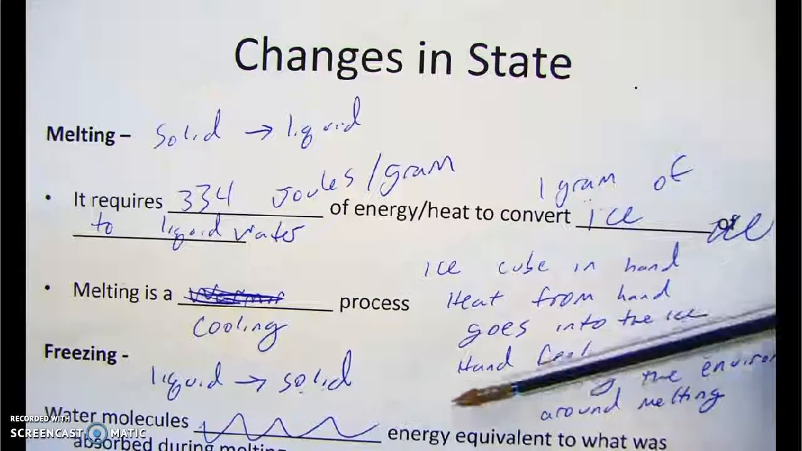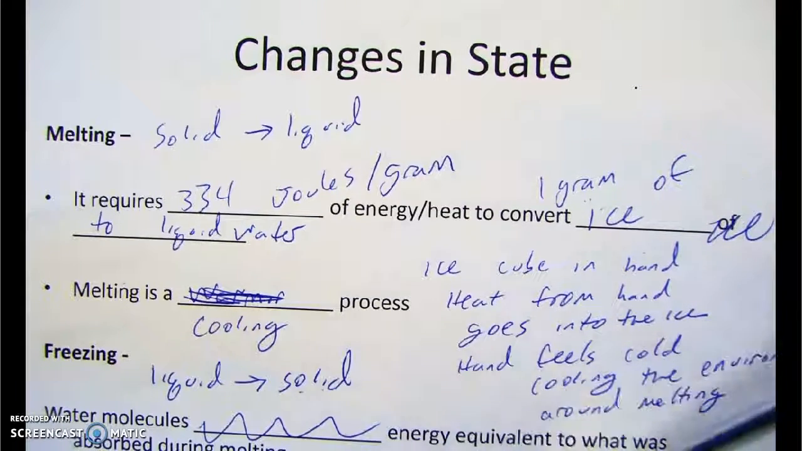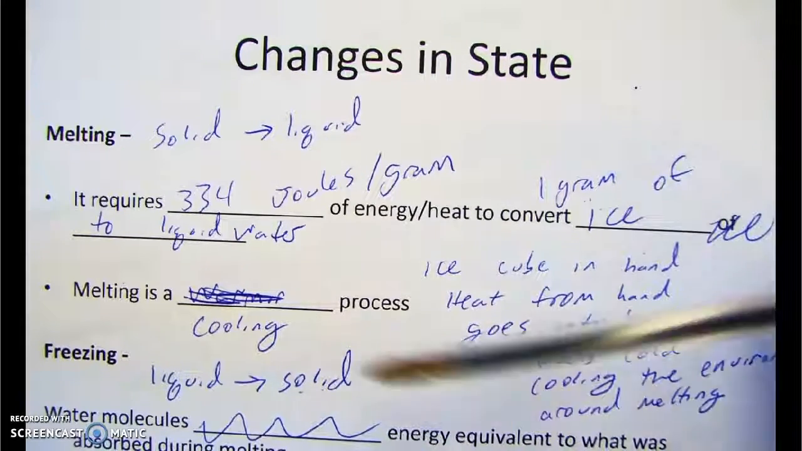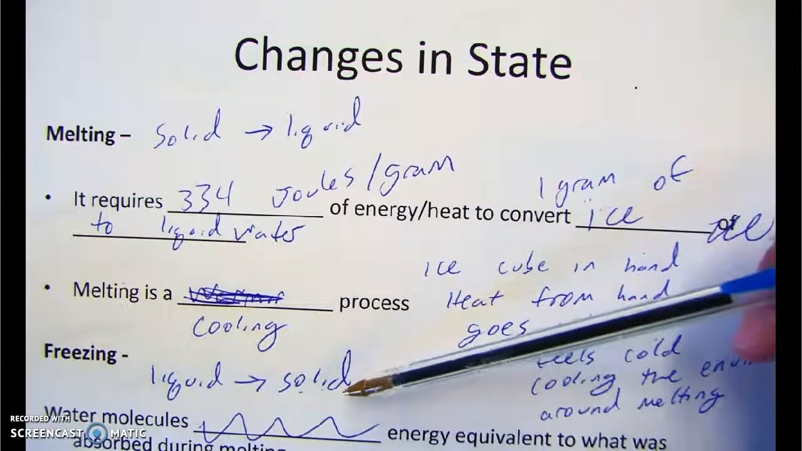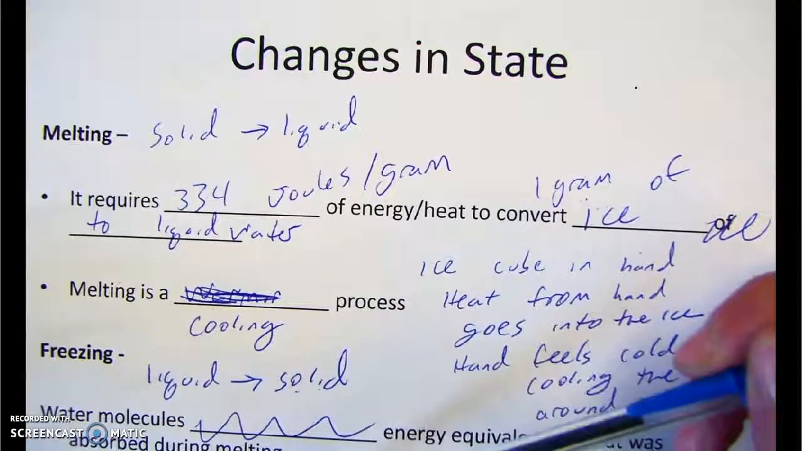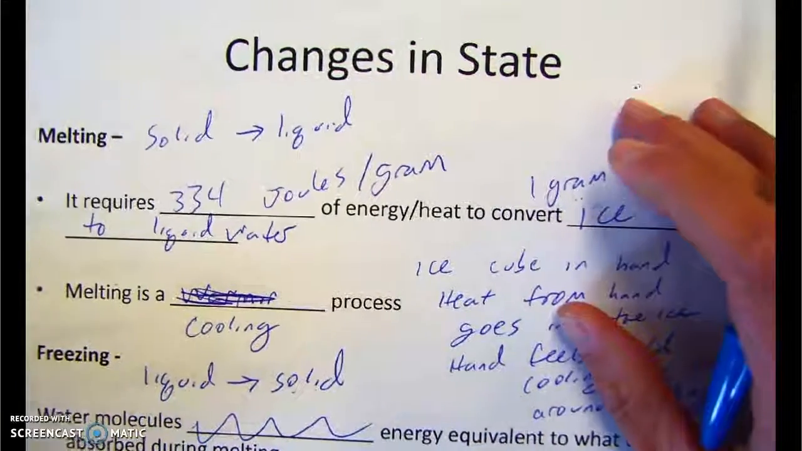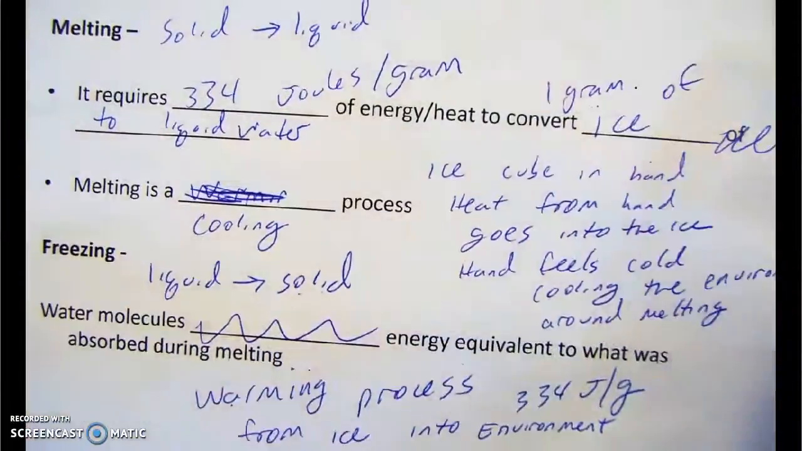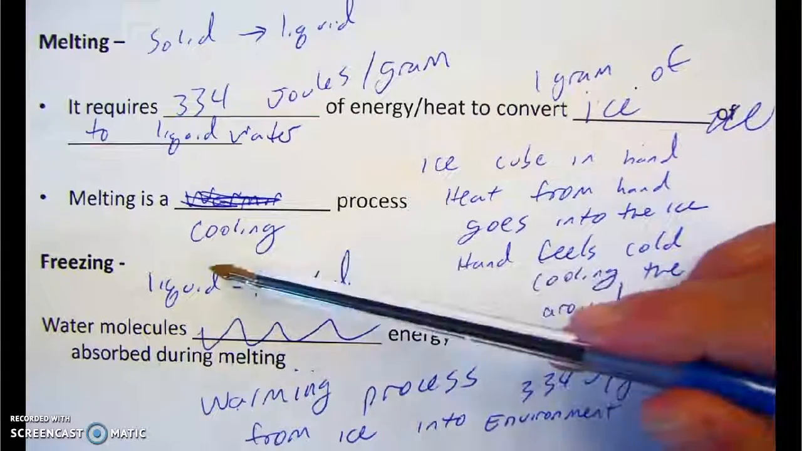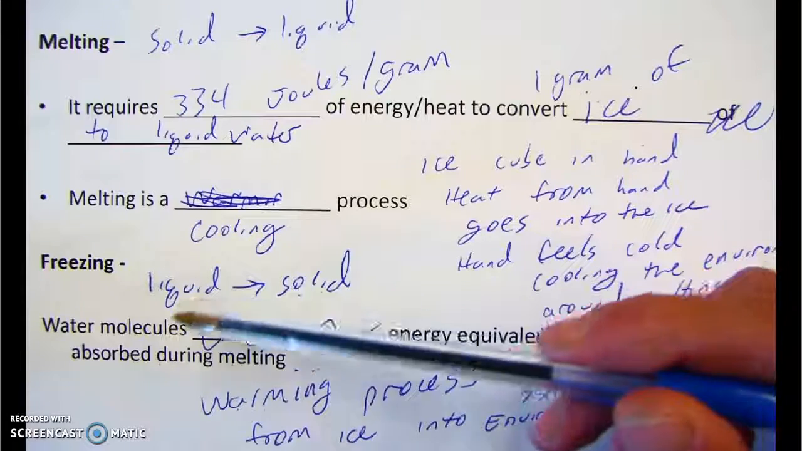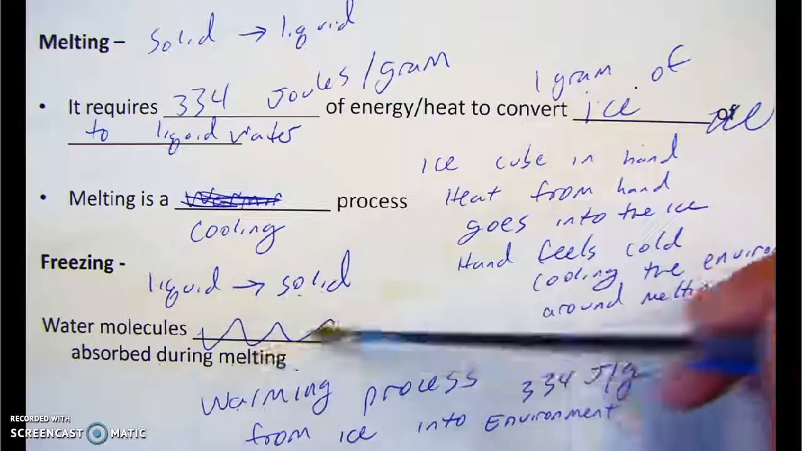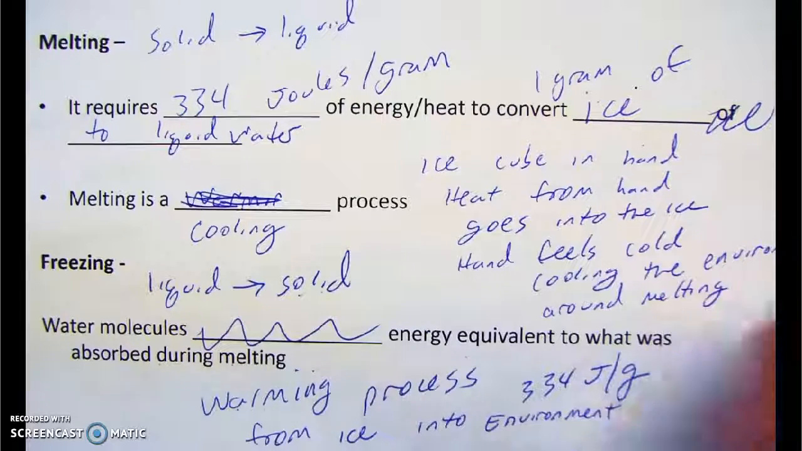And then again, we have freezing, the opposite. 334 joules per gram, just like melting. It's in your reference table. We're going from liquid to solid. So we're taking liquid water and we're freezing it. This is considered to be a warming process because we're adding heat to the environment. When we freeze water, we're pulling heat out of the liquid water and we convert it into ice, but that heat has to go somewhere, and it goes into the environment.